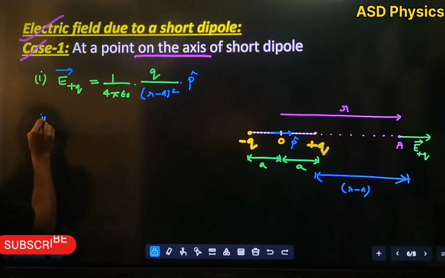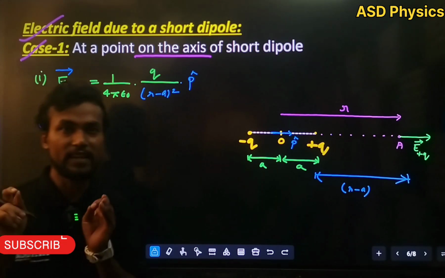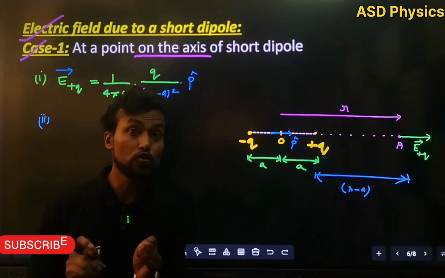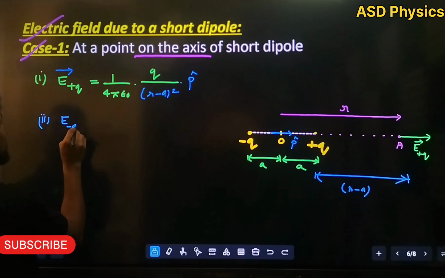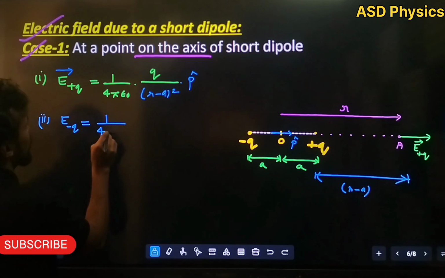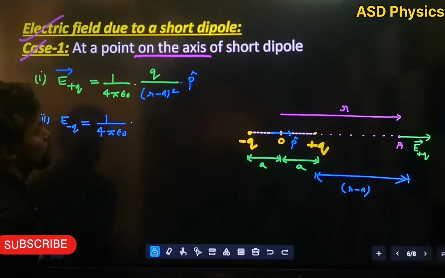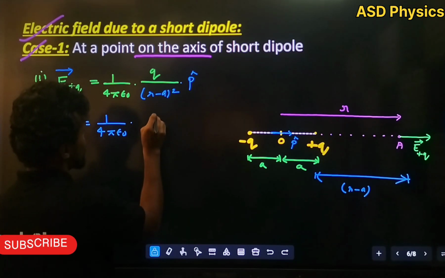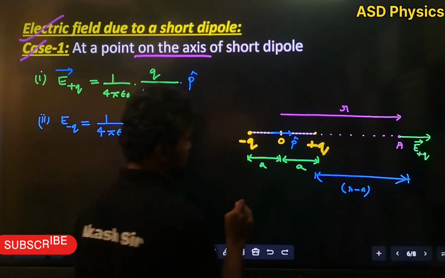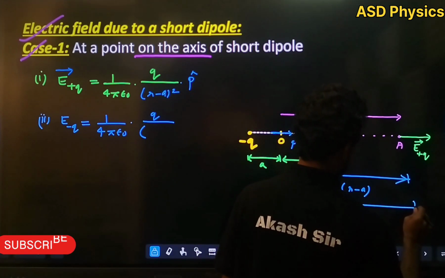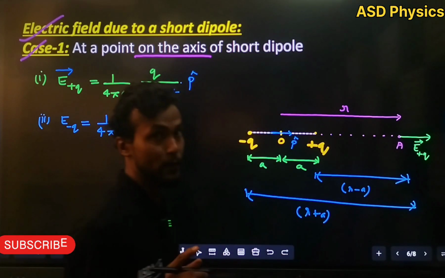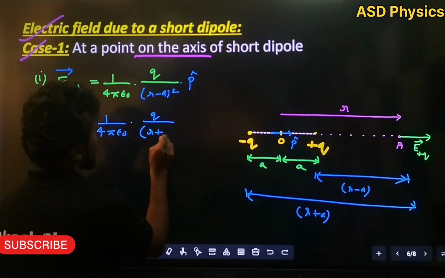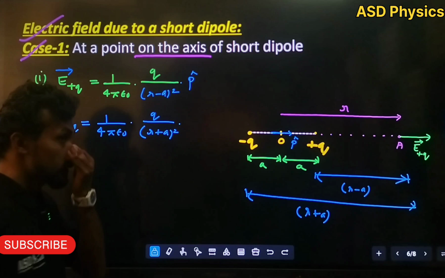Now again we'll write: the electric field at point A due to charge minus Q is given by E minus Q is equal to again 1 by 4 pi epsilon naught into only the magnitude of the charge, so Q by, the distance between minus Q and this observation point. This distance is going to be R plus A, so it will become R plus A whole square. Now this is the magnitude.